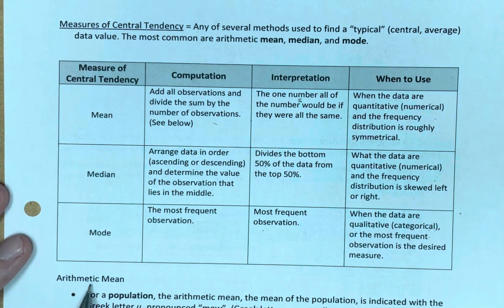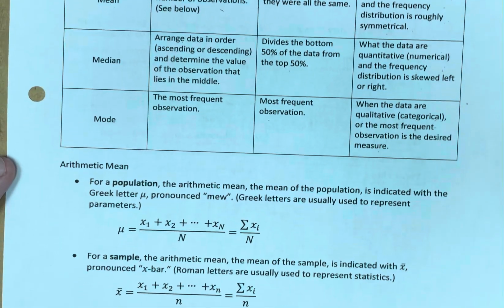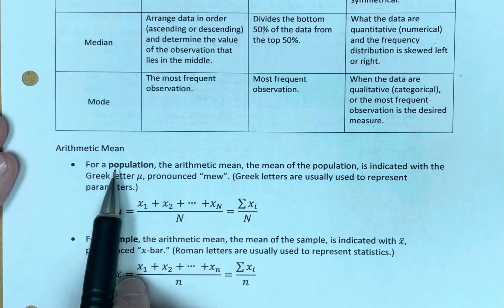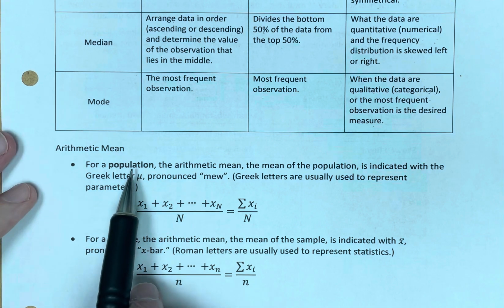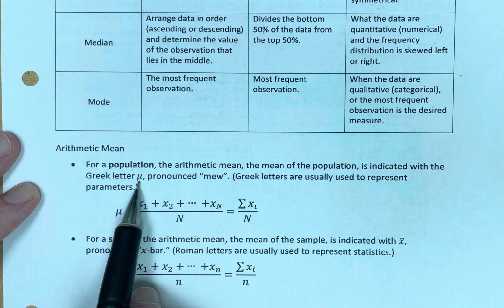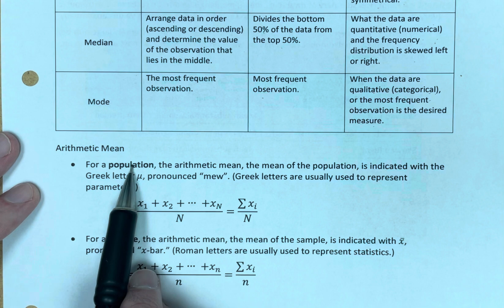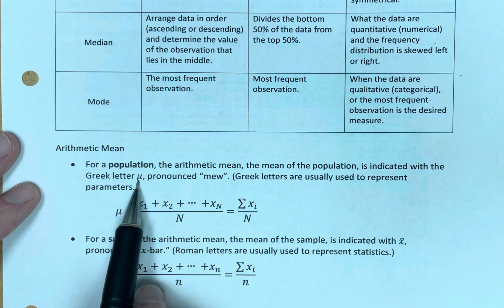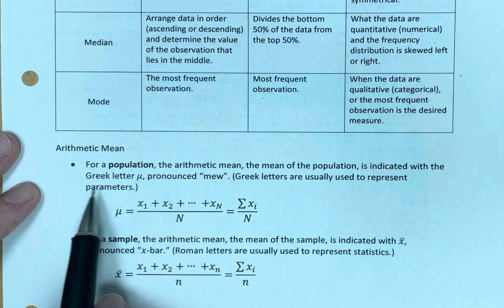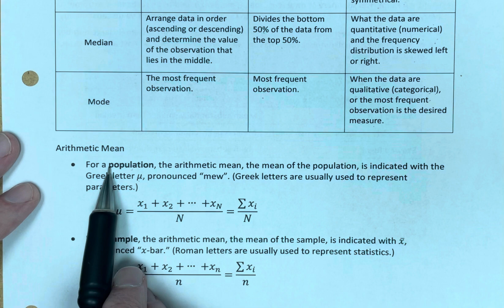I spoke to this earlier. How do you calculate the mean? What does that look like mathematically? Here's what you do, and I will introduce some notation. If we're dealing with a population, we indicate the mean with this Greek letter mu. For a population we have parameters, and Greek letters are usually used to represent parameters, and of course parameters go with population, P with P.